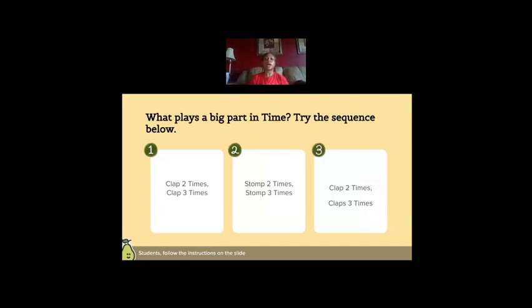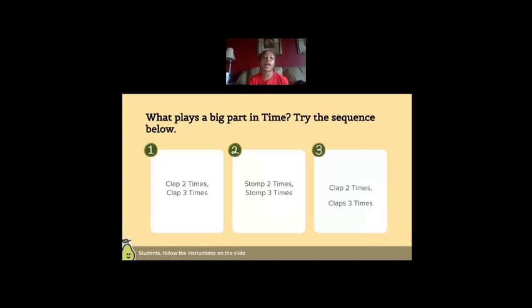So clap 2 times. 1, 2. Clap 3 times. 1, 2, 3. Stomp 2 times. 1, 2. Stomp 3 times. 1, 2, 3. Clap 2 times. 1, 2. Clap 3 times. 1, 2, 3. All right. So that is the sequence.